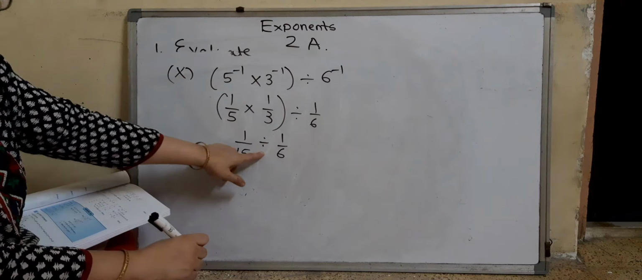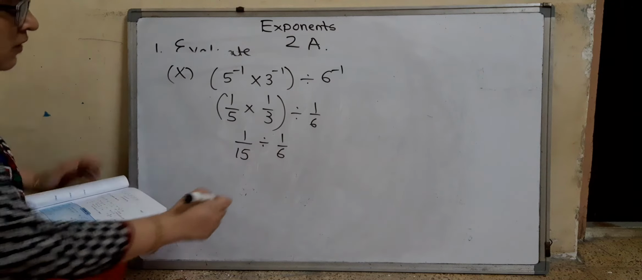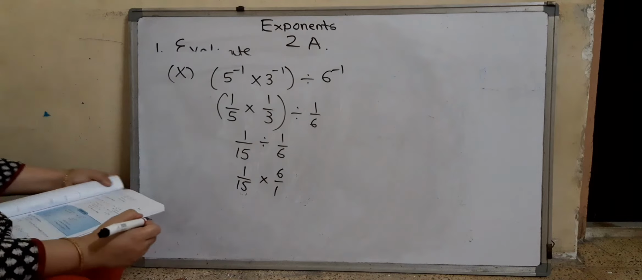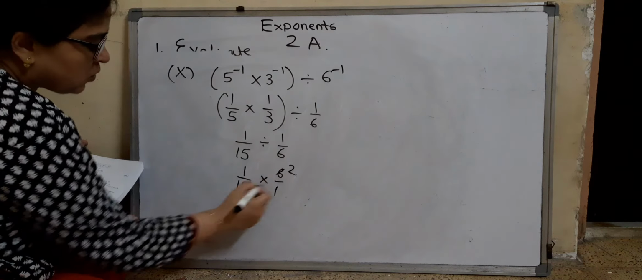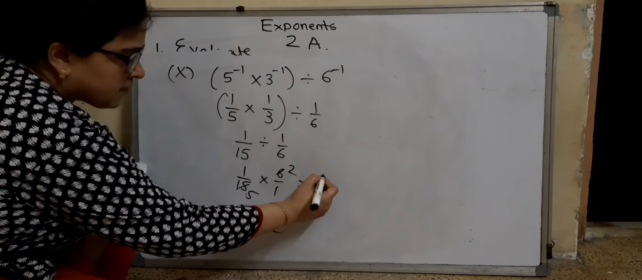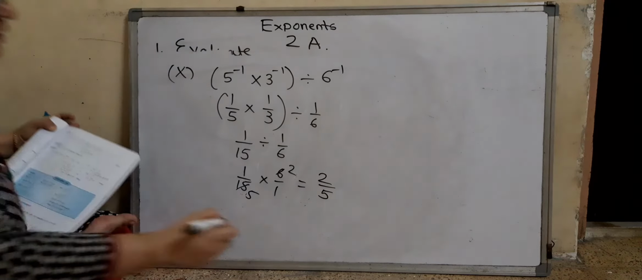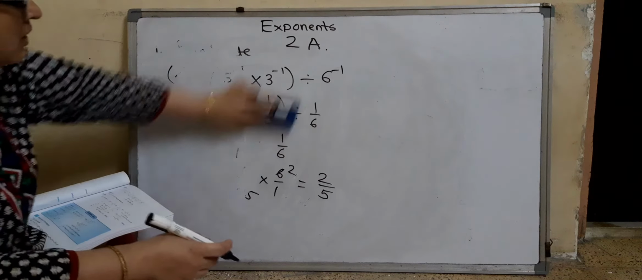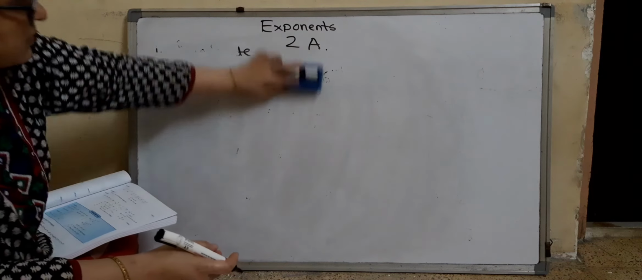Again there is a division, so do the multiplication and take the reciprocal of the second number. Multiplication 6 upon 1. After cutting, 3 2s are 6, 3 5s are 15, so 2 upon 5 is the answer. Tenth question done, and now the first question is done. Now the second question.